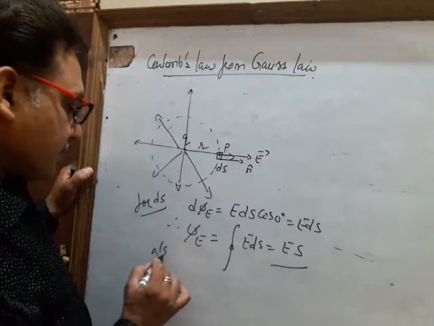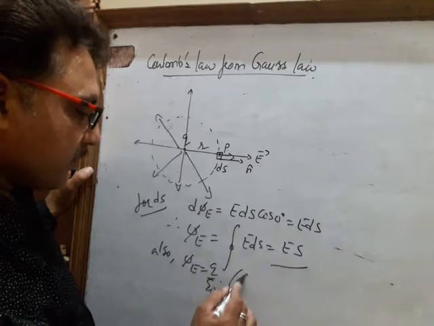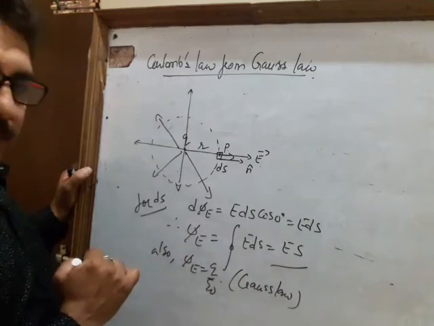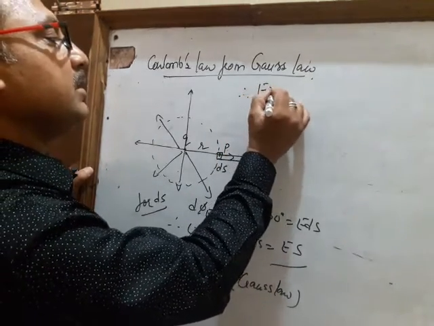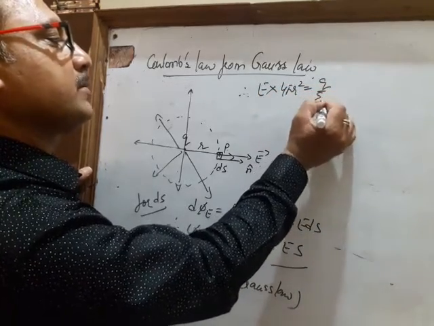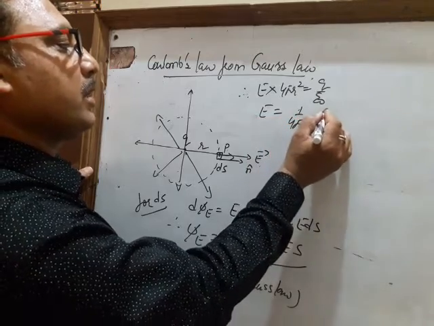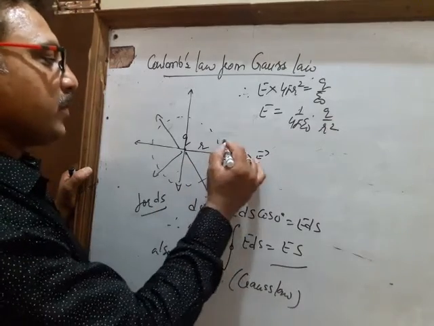Also, phi is equal to Q upon epsilon naught. This is from Gauss law. Therefore, E into S, meaning 4 pi r square, is equal to Q upon epsilon naught. So E equals, once again you see, 1 by 4 pi epsilon naught Q upon r square. This is the field at this point P.